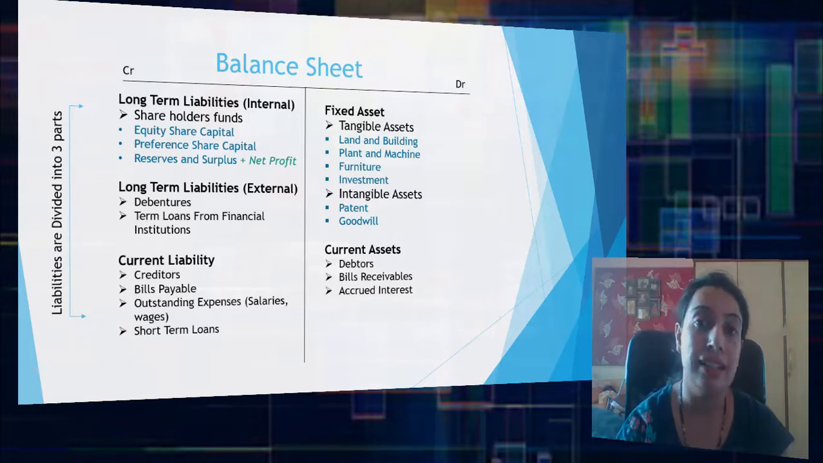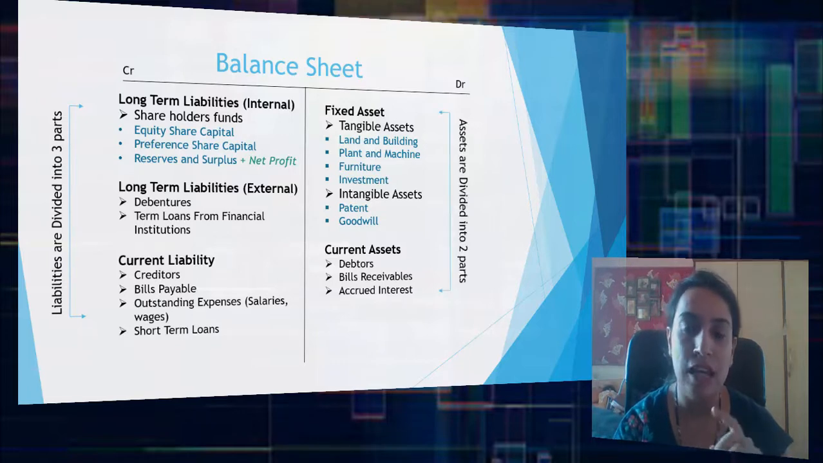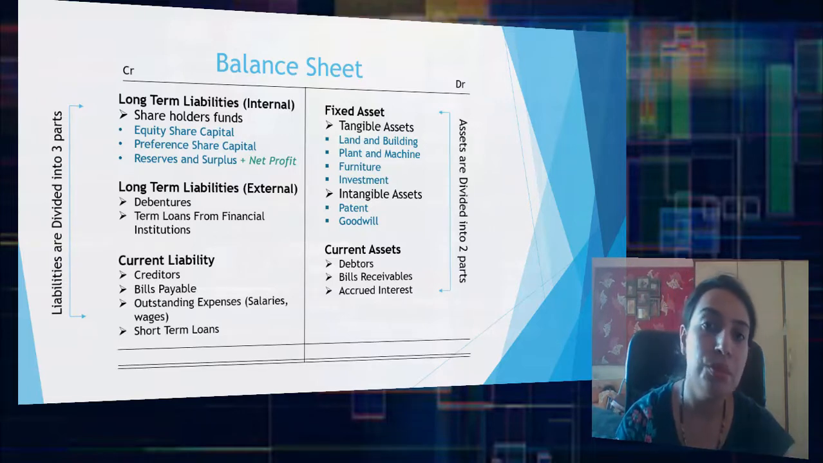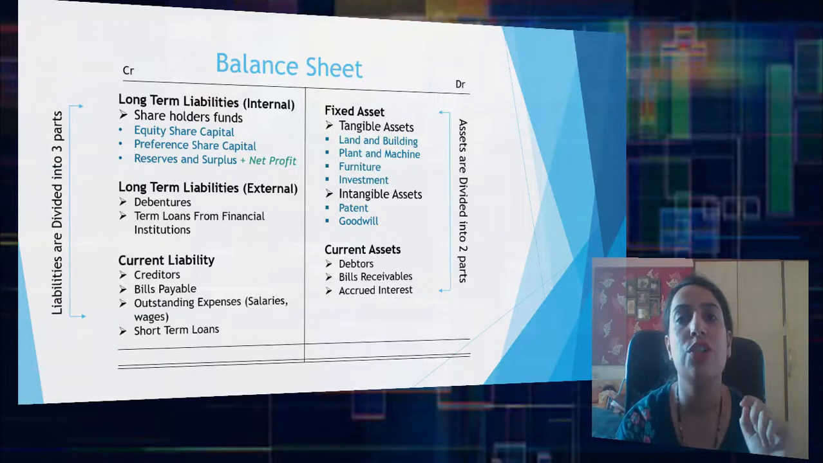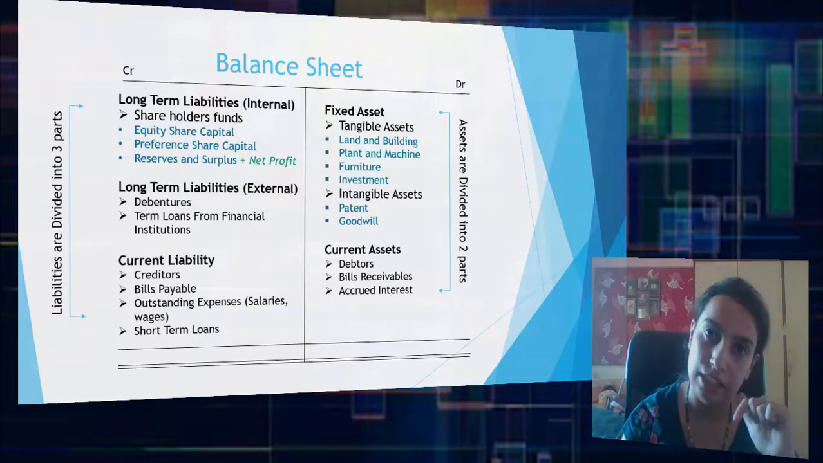Next is your current assets. Current means within a year's time, you're going to get them converted into cash. Now, one thing which is missing over here is your cash balance. That is also a part of your current assets. And the most important thing is that both the sides of the balance sheet should tally and it should be crossed with a double line.